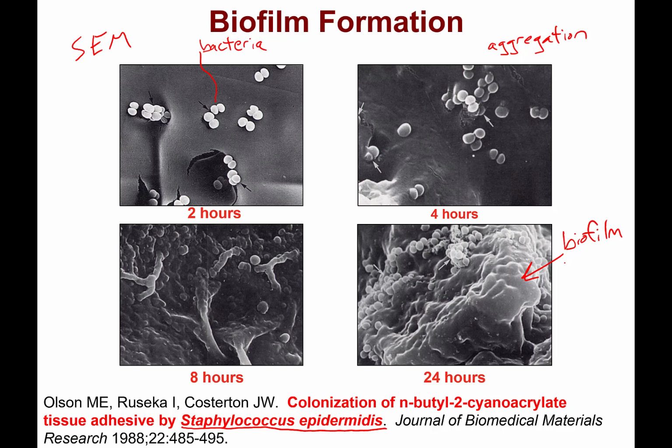In this study, this was colonization and biofilm formation on N-butyl 2-cyanoacrylate. This is kind of like a super glue, but it's used as a tissue adhesive, an alternative to sutures if you don't need as much strength. Sometimes these tissue adhesives can be used to close an incisional wound. But you can see here, if there's any Staphylococcus epidermidis around with this particular tissue adhesive, it can form a biofilm very quickly.